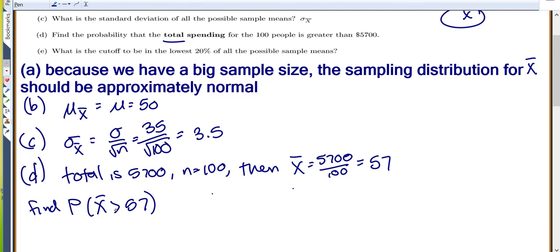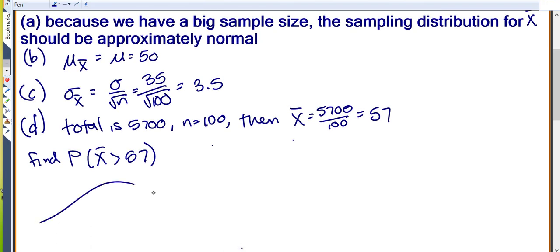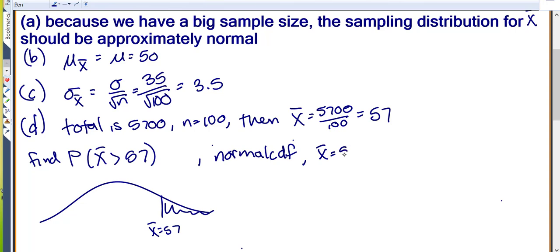That doesn't really matter for a continuous distribution, whether I put greater than or greater than or equal to. So here we have the probability that our sample mean is at least 57. The way we do this is we think, okay, this is a normal distribution. Here's x bar equals 57. I want all the area to the right. But we just put it straight into our calculator. We're going to use a normal CDF function, whatever that is on your calculator. And our specific value we're interested in is going to be 57.